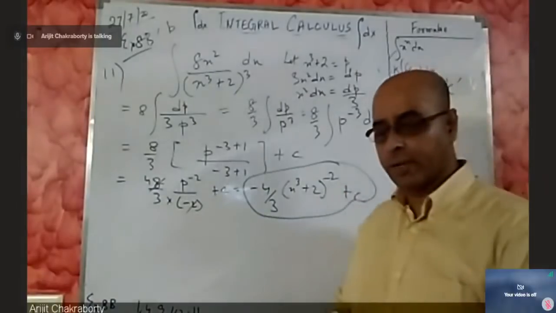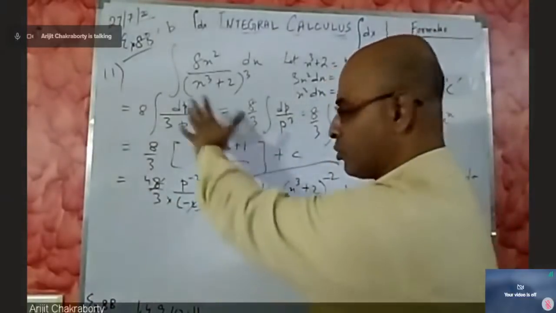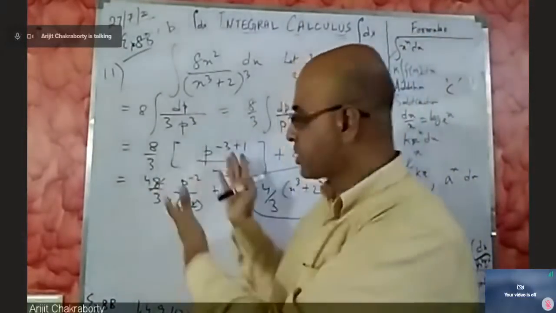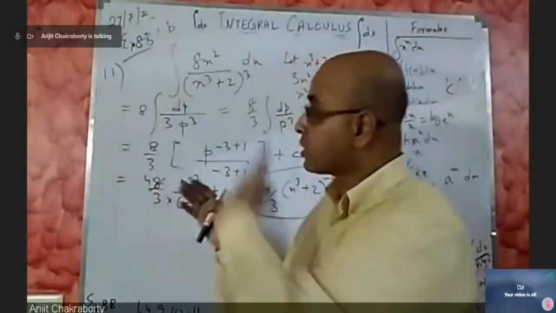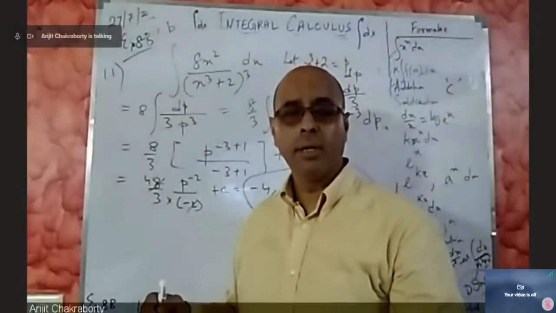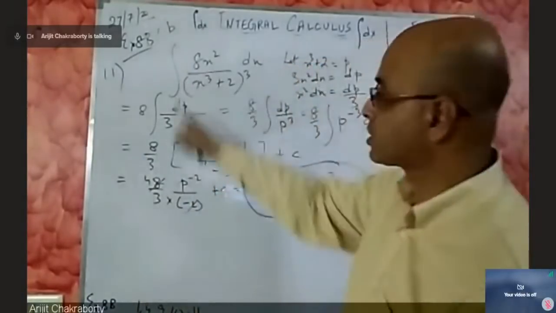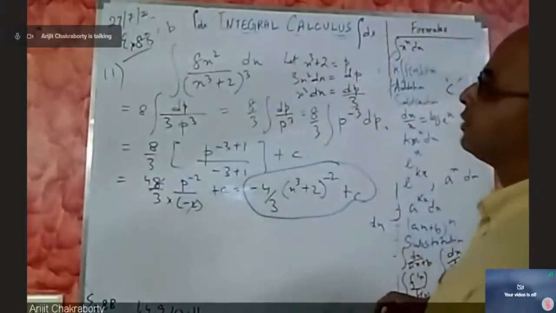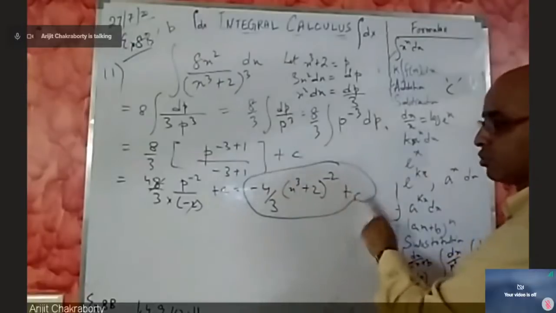Please note the way in which I am solving each of the problems and just check it. I am doing fast, may commit some mistakes, but just check it later on. I am trying to make it as accurate as possible, but so many problems one after the other, back to back, so maybe I may commit some mistakes, but I am just trying to check. Minus 4 by 3 (x cube plus 2) to the power minus 2 plus c.